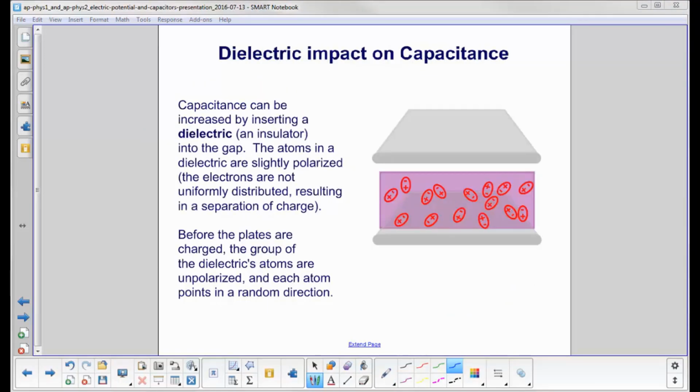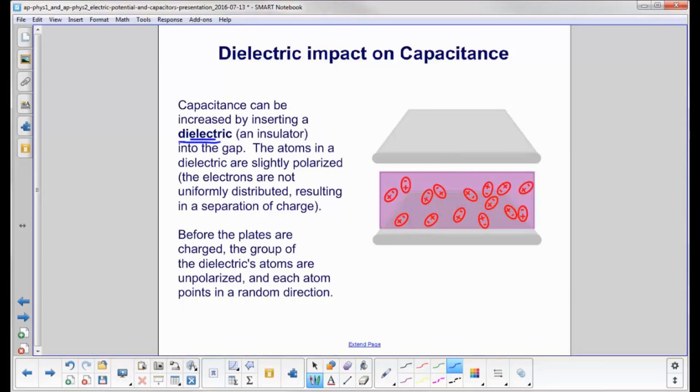We can increase capacitance, which would be a good goal because we can then store more energy in the capacitor, by inserting a dielectric into the gap between the two plates. Instead of just air, we're going to put in an insulator of a specific kind.